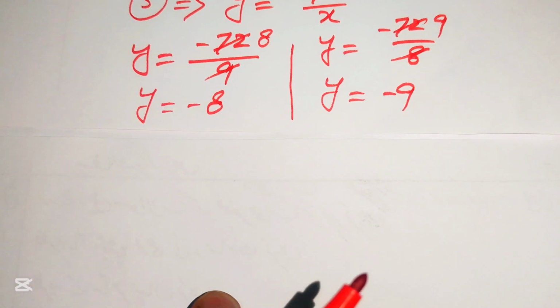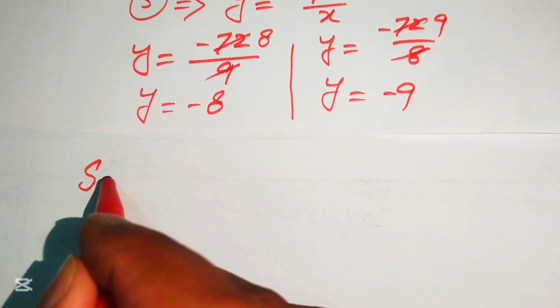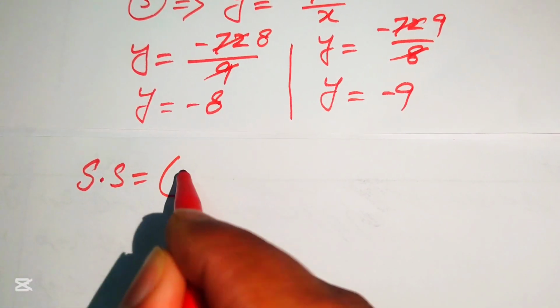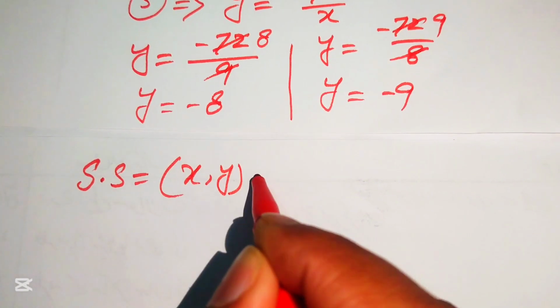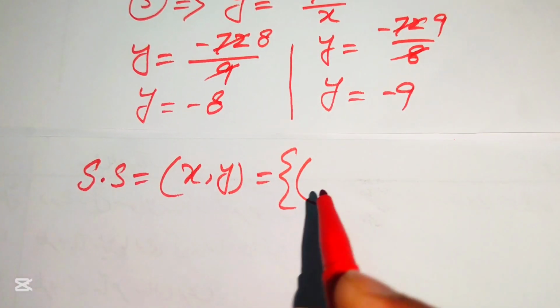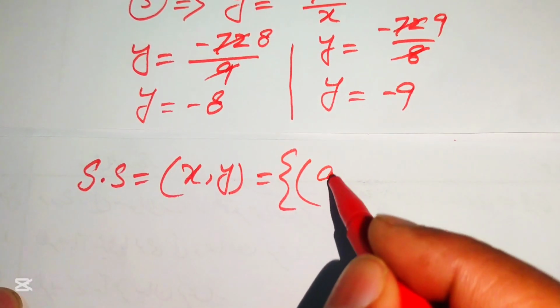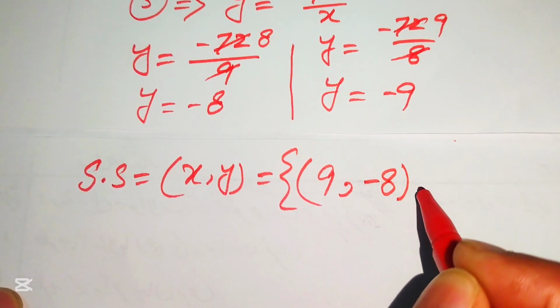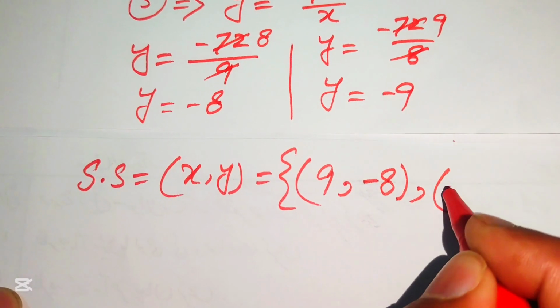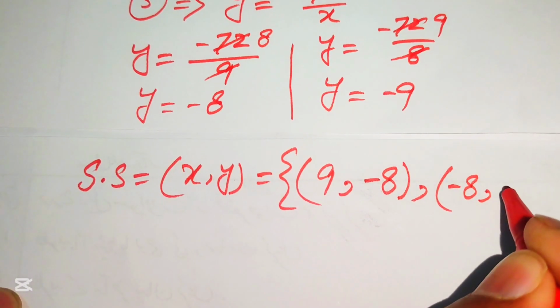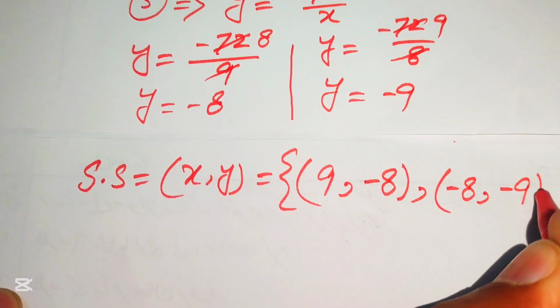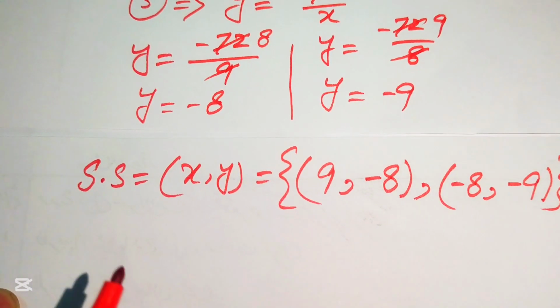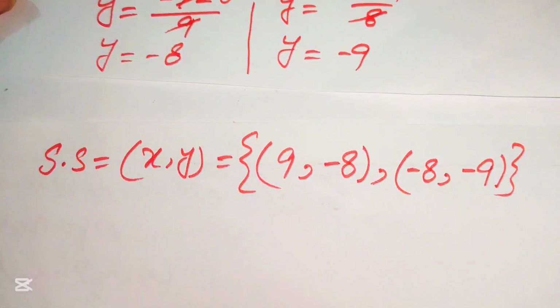So finally we have the solution set of the given equation, or in other words you write it here, (x, y) equals, we have two solution sets. The first solution set is the value of x is 9 and the corresponding value of y is minus 8, and the second solution set is the value of x is minus 8 and the corresponding value of y is minus 9. So this is the solution set of this problem, and this is the final answer.